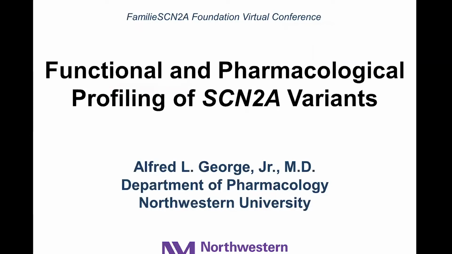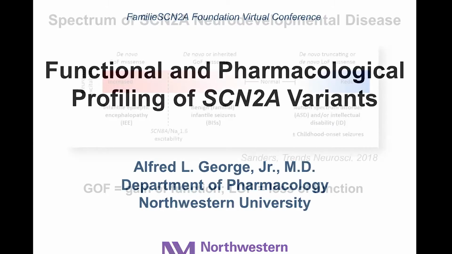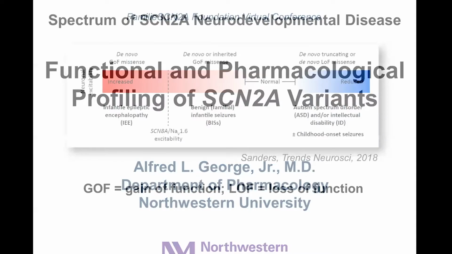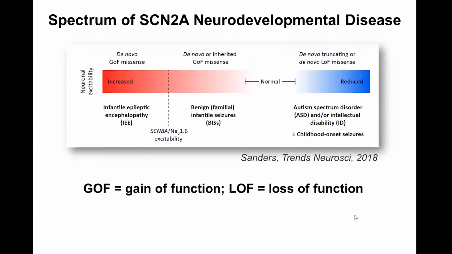As probably many of you have learned, there is this current dogma that SCN variants can either be associated with a gain of function or a loss of function, and that creates the backdrop for a clinical spectrum from severe epileptic encephalopathy, where we expect to see the most significant gain of function variants, all the way to the loss of function variants, which are more likely associated with autism spectrum disorder and intellectual disability. And in the middle, there is some defined normal level of function.